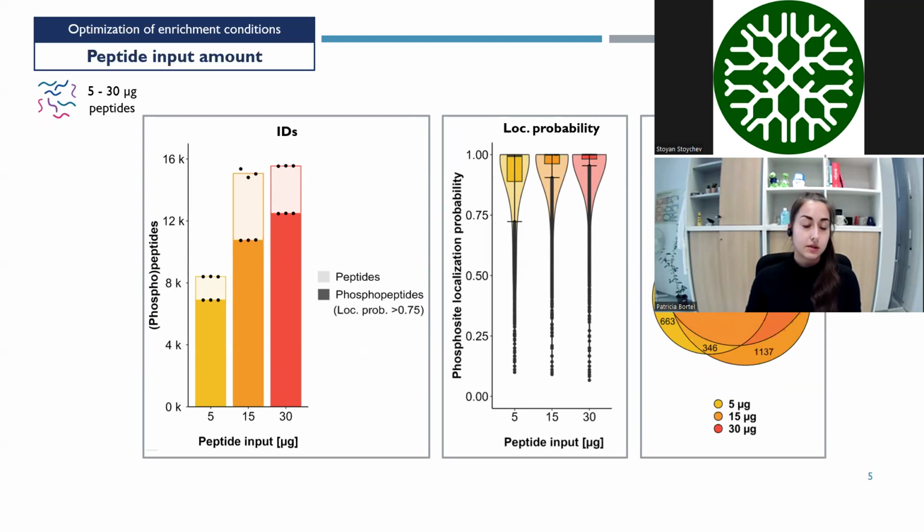And the last observation we made with this initial evaluation was that phosphosite populations from the different input amounts highly overlapped, as you can see in the Venn diagram here, with the more abundant phosphopeptides being enriched in all species, while the rather low abundant phosphopeptide species were preferably enriched only with the higher input amount.